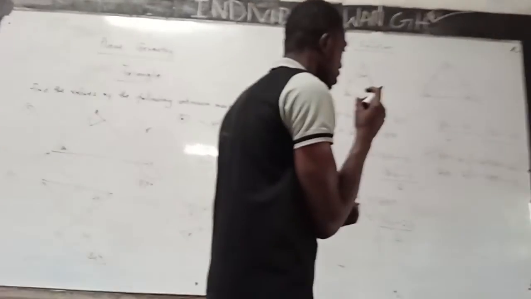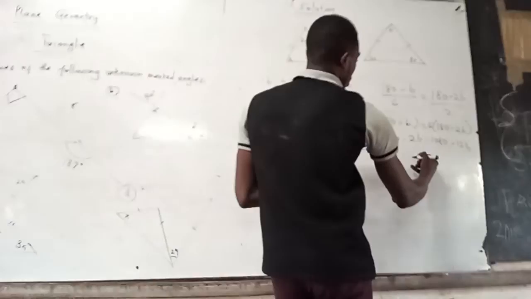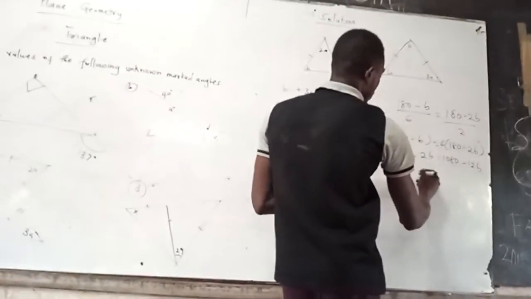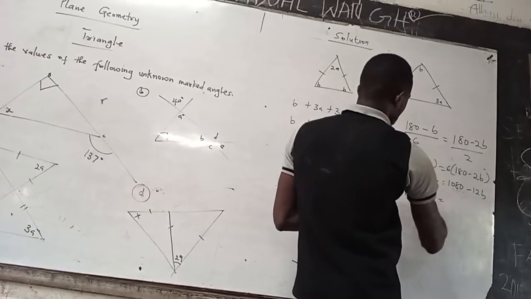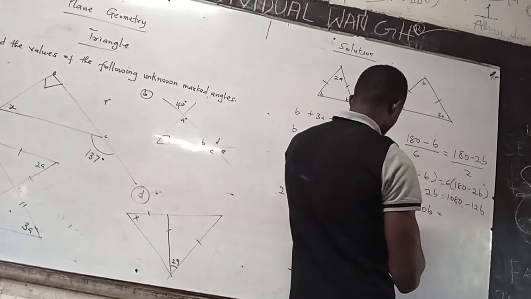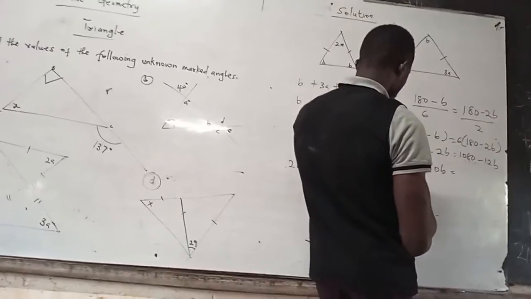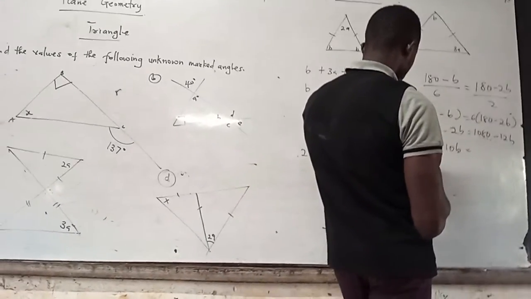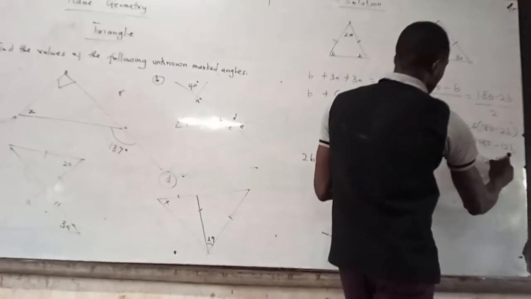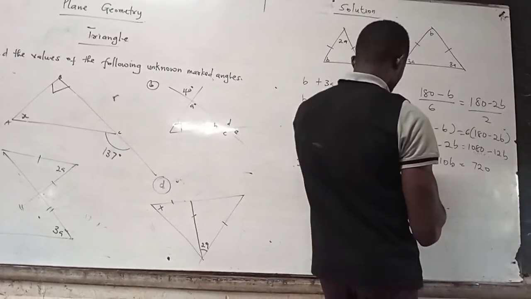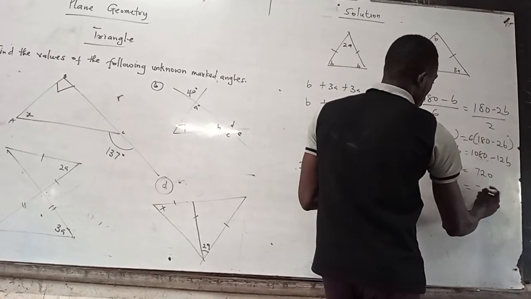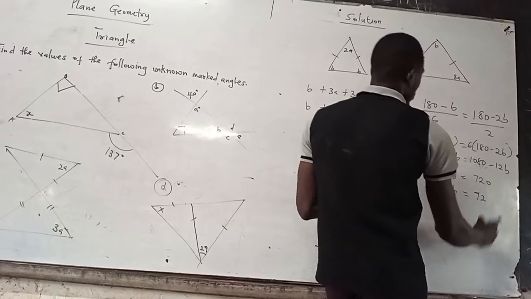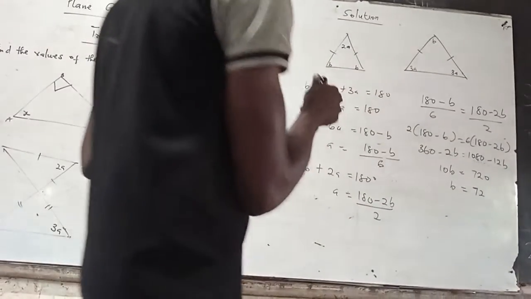So if we have this, we can bring the 12 here. When the 12 comes to this side, we are going to get 10b will be equal to, when this one, we are subtracting the 1080 minus 360. So we are going to get 720. So 720 divided by 10 means that b is equal to 72. So b is equal to 72 degrees.